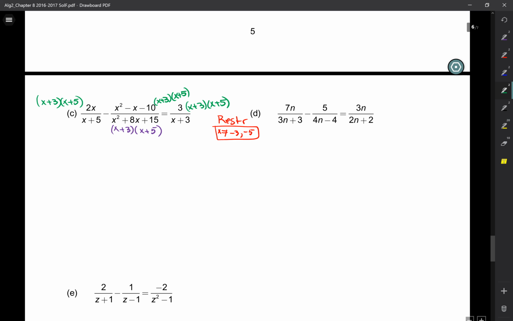Okay, so what cancels from the first fraction? Right, and from the second? Both, and from the third? X plus 3. So 2x(x + 3) minus (x² - x - 10) is equal to 3(x + 5).